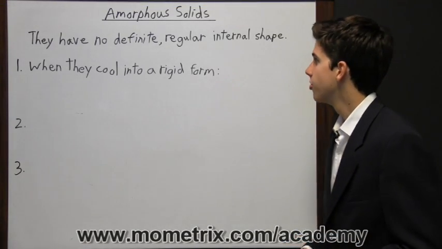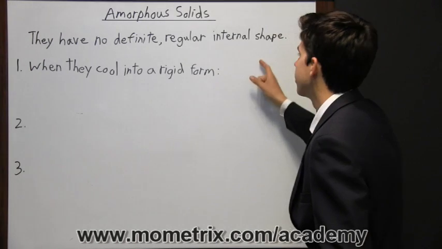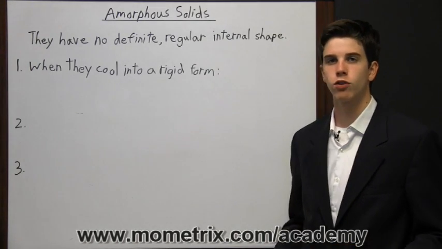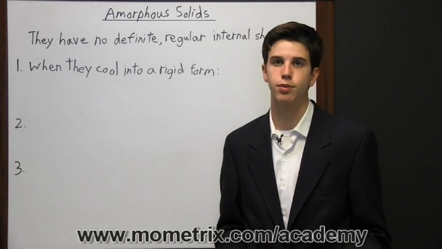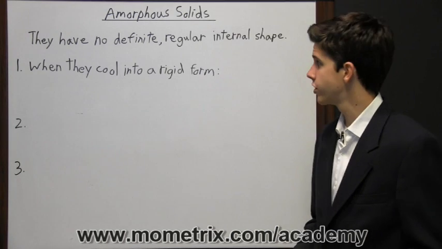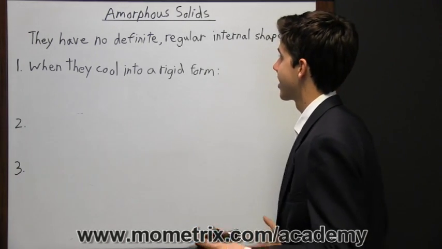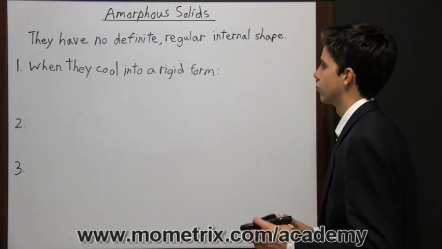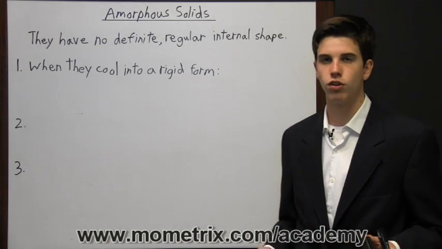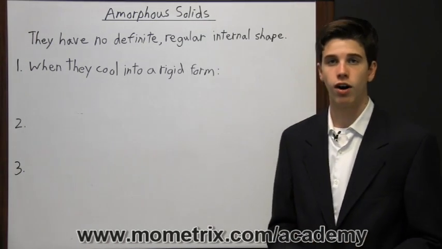Amorphous solids do not have a definite, regular, internal shape. Now you may have heard of crystalline solids. Well, the main difference between crystalline solids and amorphous solids is that amorphous solids, like I said, do not have a definite, regular, internal shape. So this gives amorphous solids three interesting qualities.